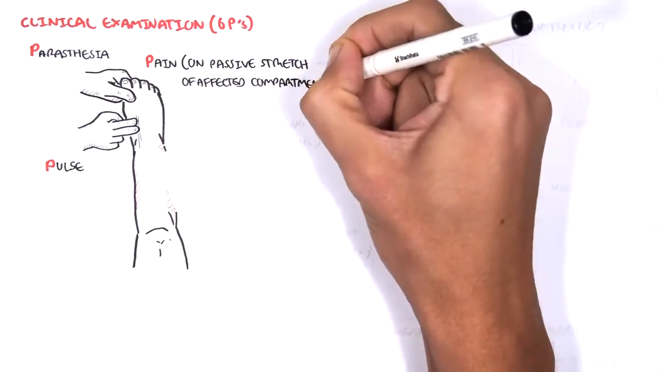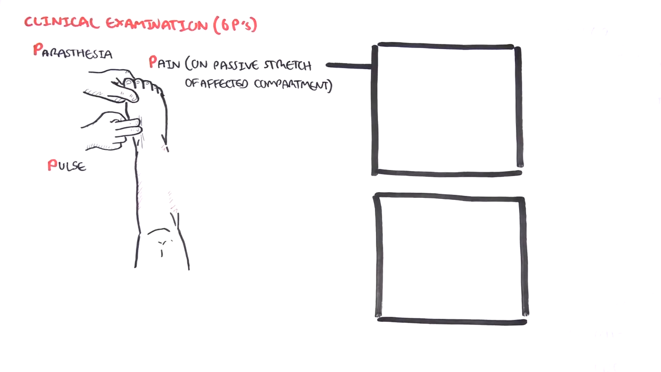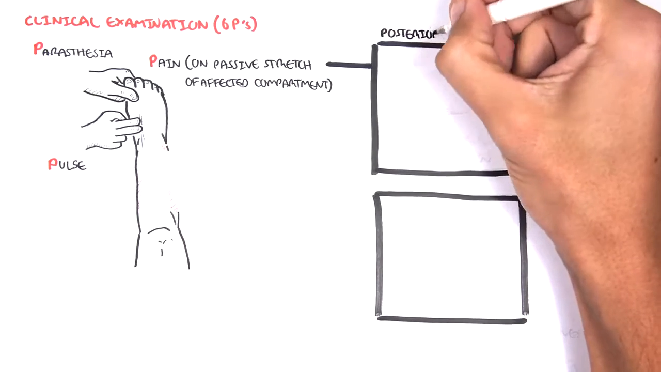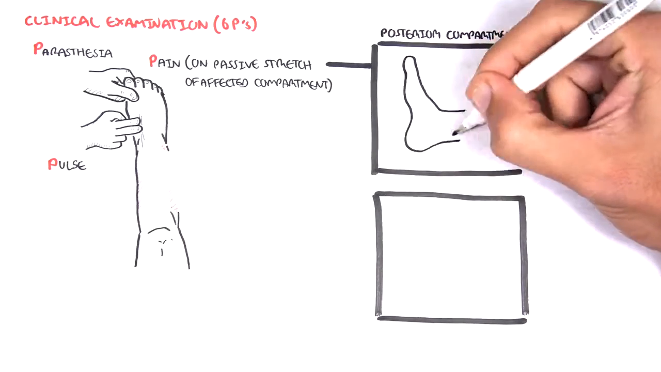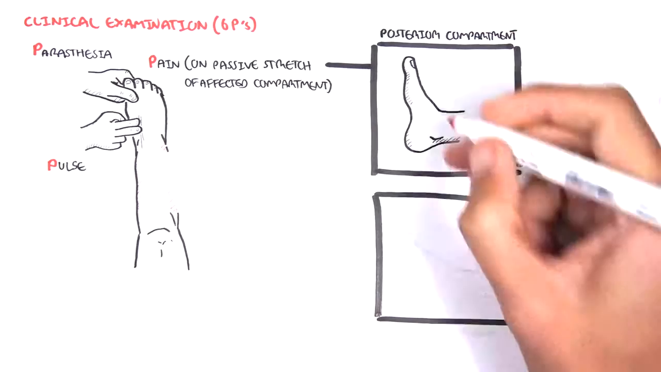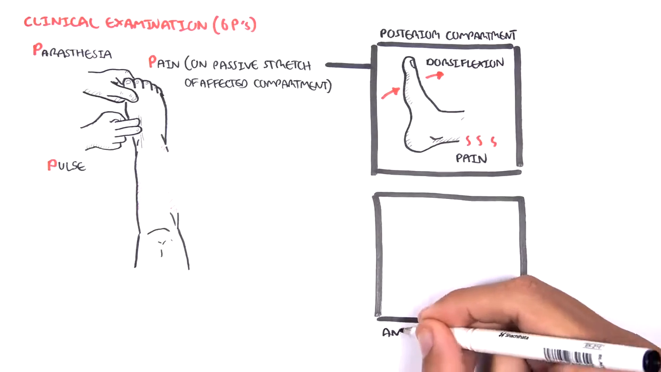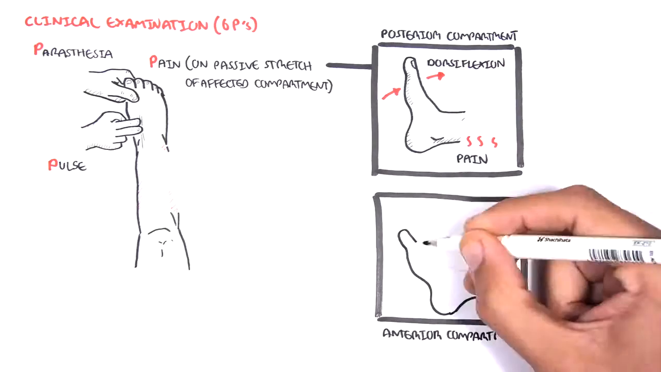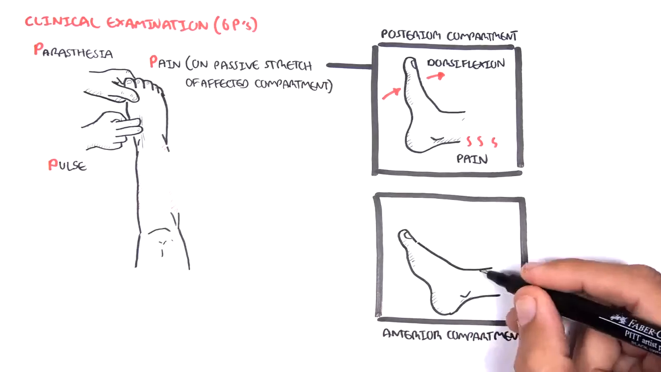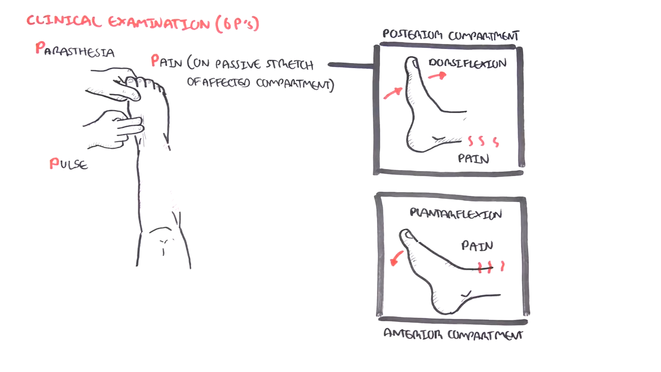Pain can even be aggravated by passive stretching of the affected compartment. For example, if there is posterior compartment involvement, dorsiflexion will stretch the posterior compartment, aggravating the pain in the posterior compartment. Similarly, acute compartment syndrome occurring in the anterior leg compartment can be aggravated by plantarflexing, which stretches that compartment.